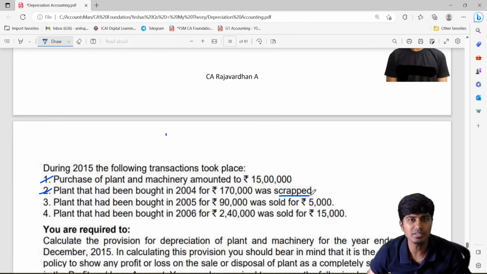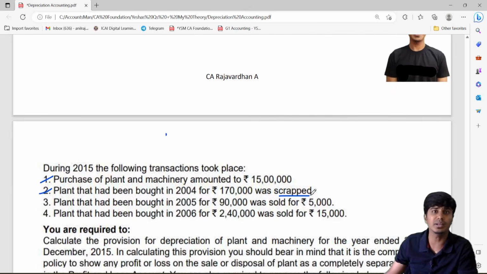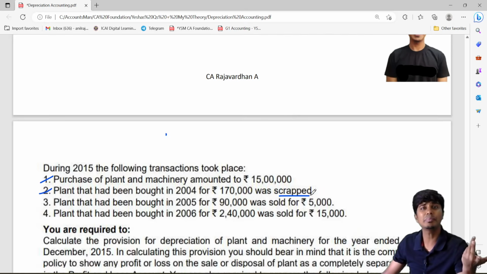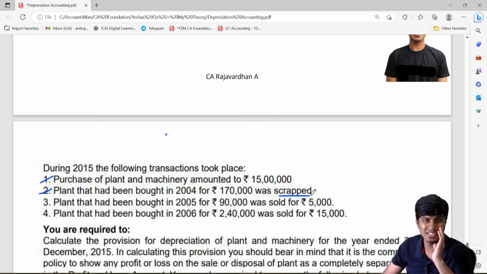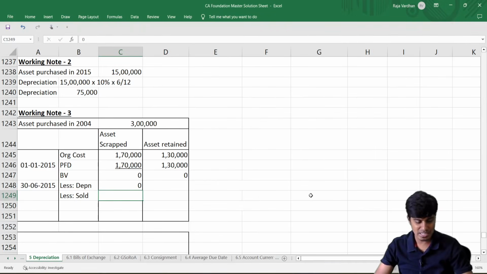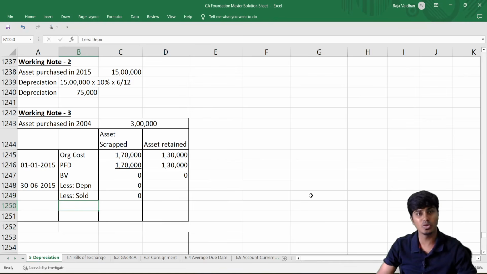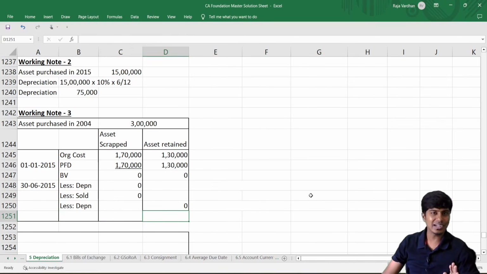For what value? They mentioned in the question that this asset is scrapped. This asset is fully depreciated. So when you give it to scrap, to the scrap shop, what do we get? We get 0 rupees. We don't get any consideration. There is not going to be any depreciation for the retained asset either, because that is also fully depreciated. So the book value is 0. What we need to do is, 1,30,000 worth of asset is still there with us. The original cost of the asset will remain in the machinery account.